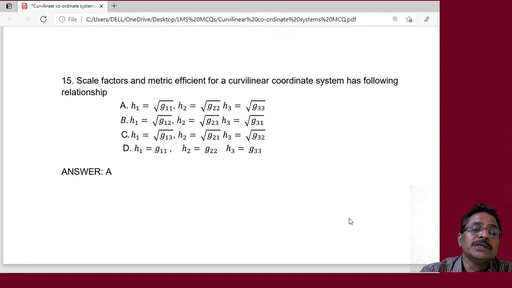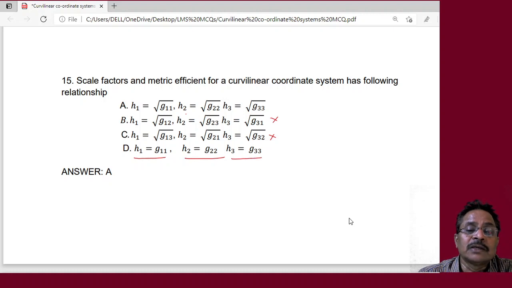Now question 15: scale factors and metric coefficient for a curvilinear coordinate system have the following relationship. As we have just seen, h1 is given by root of g11, h2 by root of g22, h3 by root of g33. Option B says h1 is root of g12, h2 root of g23, h3 root of g31. This is not correct. Also h1 equal to root of g13, h2 equal to root of g21, h3 equal to root of g33 is not correct, and this type of relationship is also not valid.